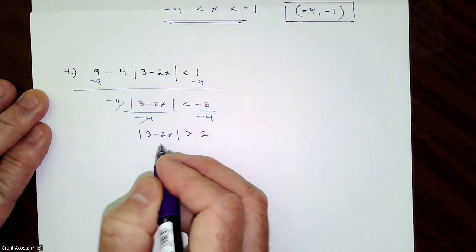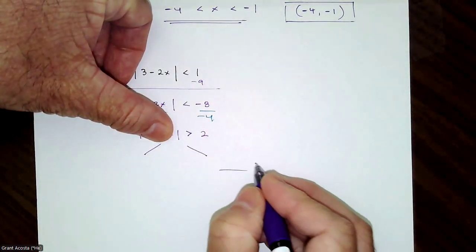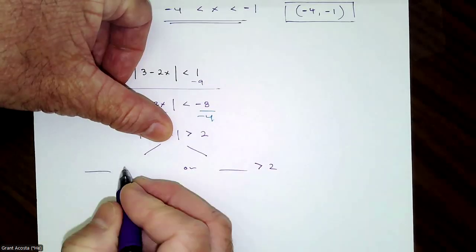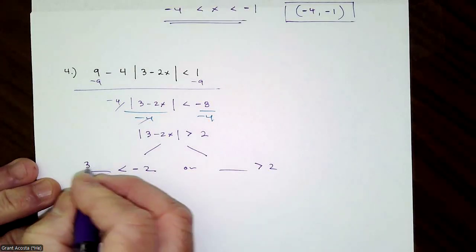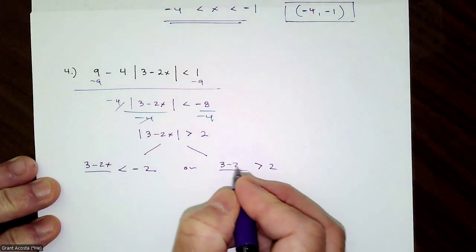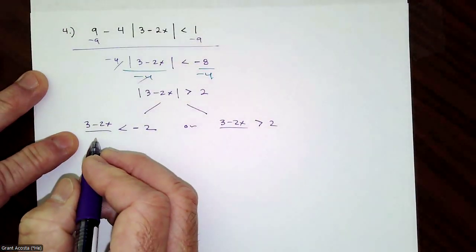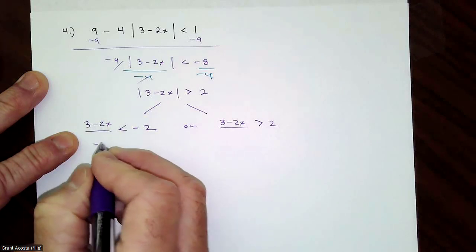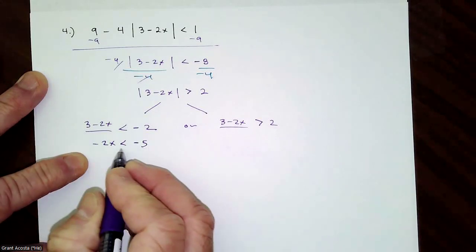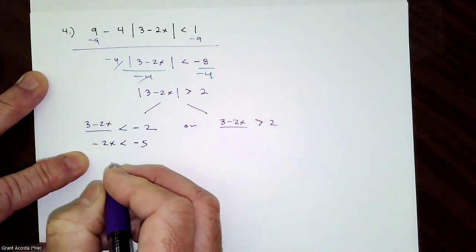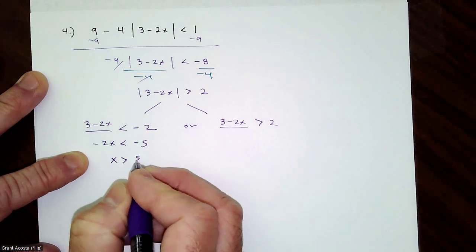And so the greater than situation, this is the one where you have 2 cases. Absolute value of stuff is bigger than 2 means the stuff is greater than 2, or the stuff is less than the negative of 2. I guess we'll solve this one first. So you could subtract 3. Negative 2x is less than negative 5. And then divide by negative 2. But if I divide by negative 2, then I'm going to be changing the sign. So it's going to go back to greater than 5 halves.